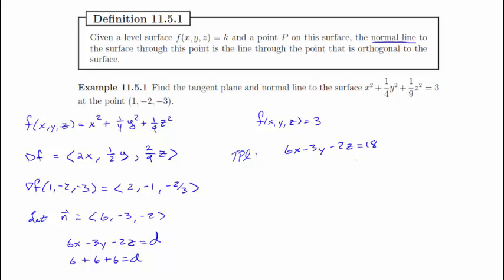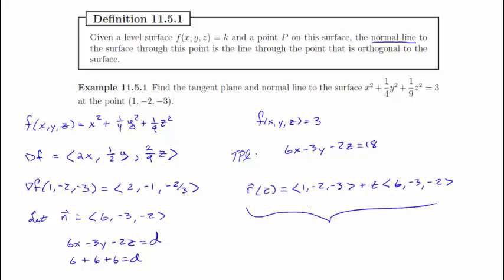Let's not worry about writing it in the linearized form, but we could solve for z and write it in that form if we wanted to. The equation of the normal line is a vector function in 3 dimensions, so let's call that r of t. This equals the point that we start at, (1, -2, -3), plus t times the direction of the normal vector, (6, -3, -2). This is the equation of the normal line.